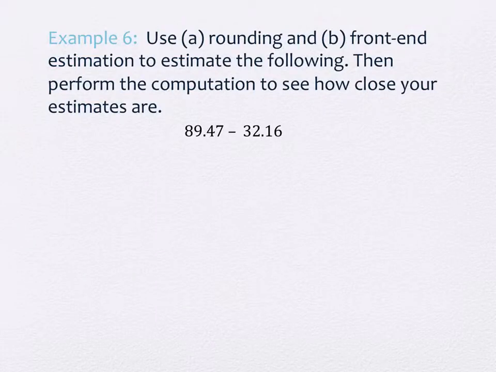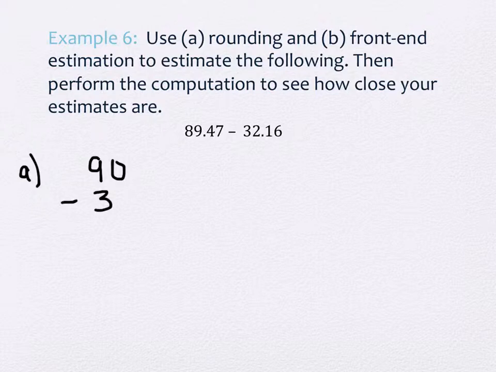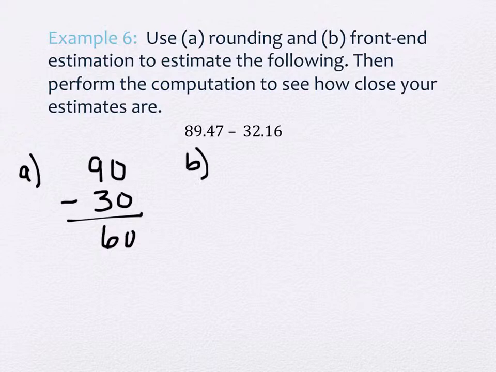All right, example 6, and we had decided that we were going to round to the nearest tens place. And the point we had gotten to last time was that we said we were going to make this a 90 and a 30 using rounding to the tens place, and we had an answer of 60. And part B was going to be my front end estimation. My front end estimation means I'm still looking at the same place.